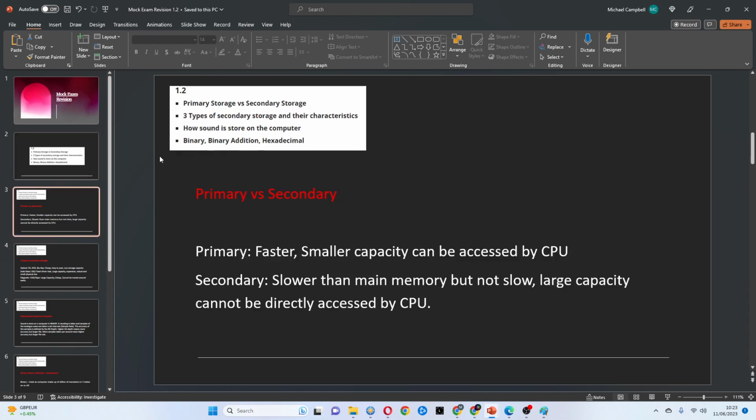Let's do it now. We've already talked about primary versus secondary storage, but I'll quickly recap. Primary storage is faster, smaller in capacity, and can be accessed directly by the CPU. And obviously the opposite is true for secondary. Just remember that I wouldn't say it was slow, just not as fast as main memory. Speed is relative, but it's not slow as such. It has a much larger capacity, and it cannot be directly accessed by the CPU.